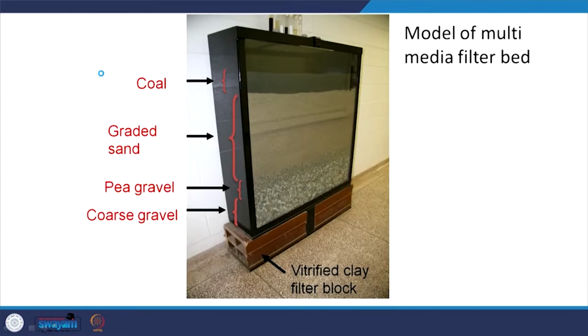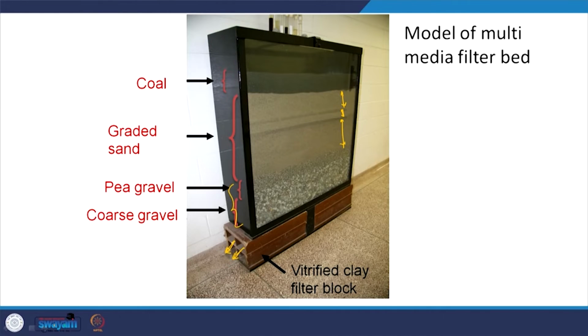I think we have a picture coming up here. Okay, we have coal, we have graded sand, as you can see, it is visual. You can see the graded sand, different kinds of sand, and then pea gravel and the coarse gravel that form the bed here. And then this filtered water is collected in this vitrified clay filter block. This is something we looked at in the previous session, right.